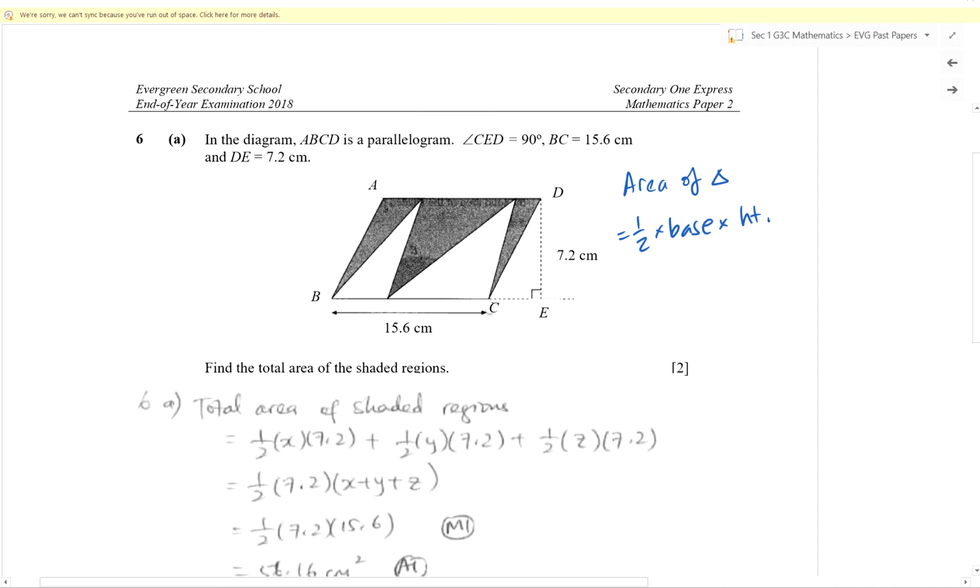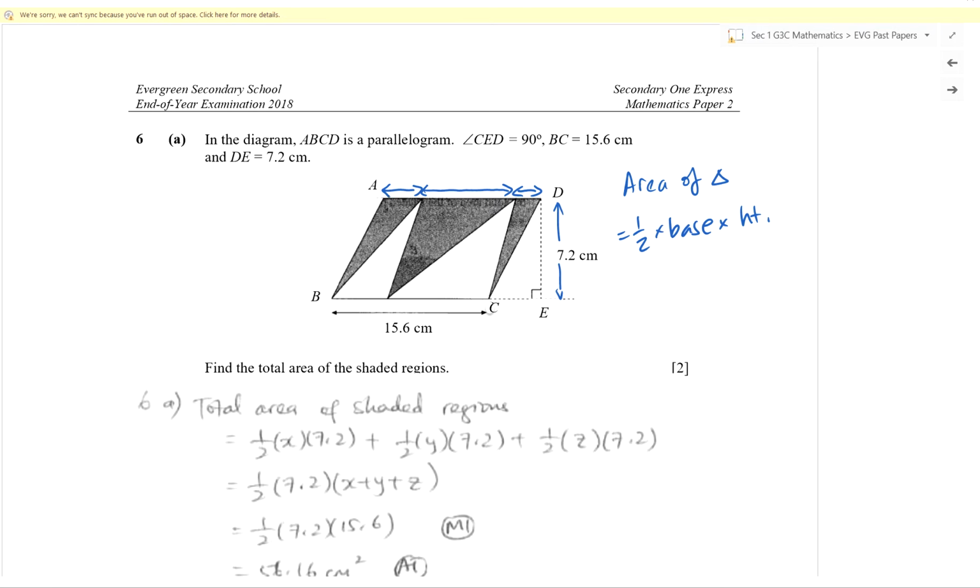So in this case, we notice that all 3 triangles share the same vertical height of 7.2 cm, and this vertical height of 7.2 cm corresponds to this particular base, this base, and this base. So 3 bases for the 3 triangles, all having the same perpendicular height of 7.2 cm.